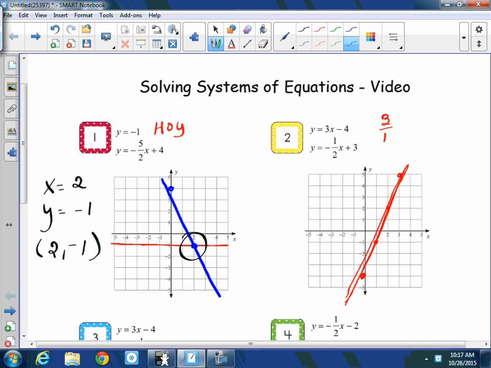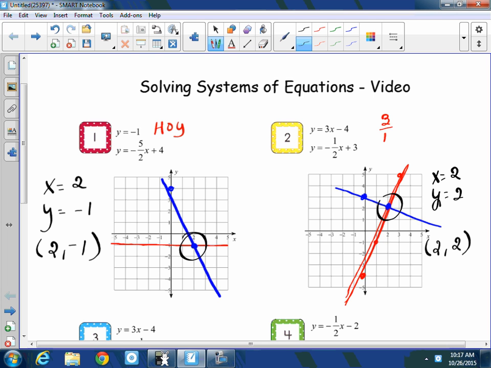So the next one, positive 3. It's a negative slope, so it should be going down. The rise is 1, the run is 2, and I can stop. I have found the point where those two lines intersect, the solution for the system of equations. In there, x equals 2, y equals 2, or you can write it as an ordered pair, 2, 2.